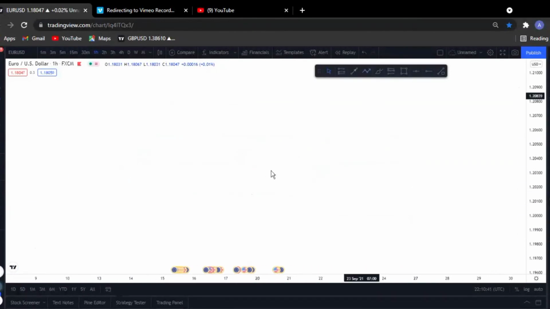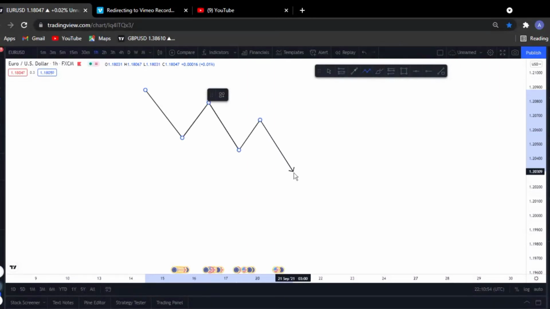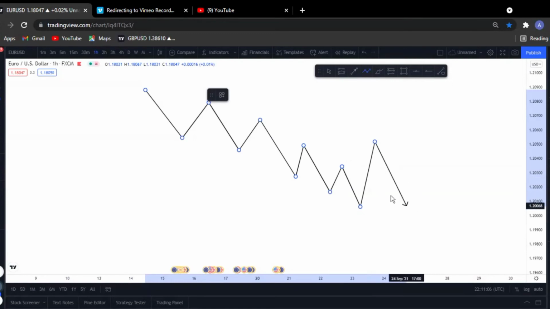So let me just use the drawing board and show you something. Let's assume this is current price. This is the market, and we had the steady downward trend, and all of a sudden this happened. So this is a break of structure because it violated this higher low.